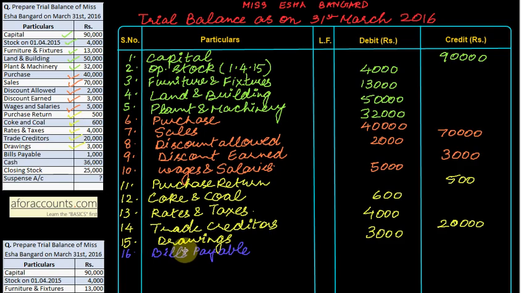Bills payable, my liability. See, bills receivable are my asset, so debit side. Bills payable are my liability, so credit side. Bills payable of 1,000 rupees to the credit. Okay, next is cash 36,000. Cash again my asset, so in the debit side.